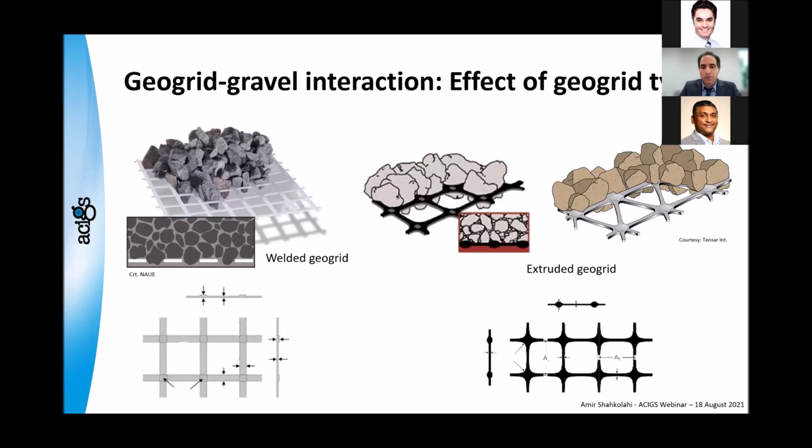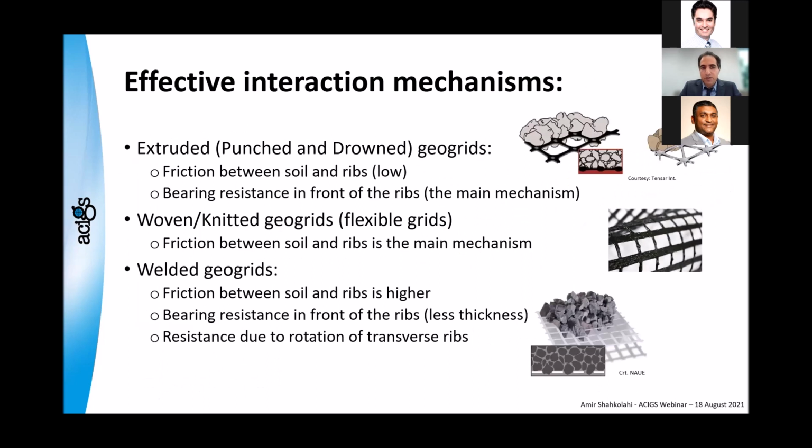Now, let's see the effect of geogrid type. We normally have welded geogrid, extruded geogrid, and then woven geogrids or flexible geogrids. When we have extruded geogrids, the friction between soil and ribs still exists. It is a little less because they are smooth, depending on the surface. Bearing resistance in front of the ribs is one of the main mechanisms, and thickness plays a role here. With flexible geogrid, it's mainly friction. With welded geogrid, friction is higher because of the ribs, if the ribs are frictional. The bearing resistance in front of the ribs exists, but the thickness is less compared to other grids. And then there is resistance due to rotational transverses.